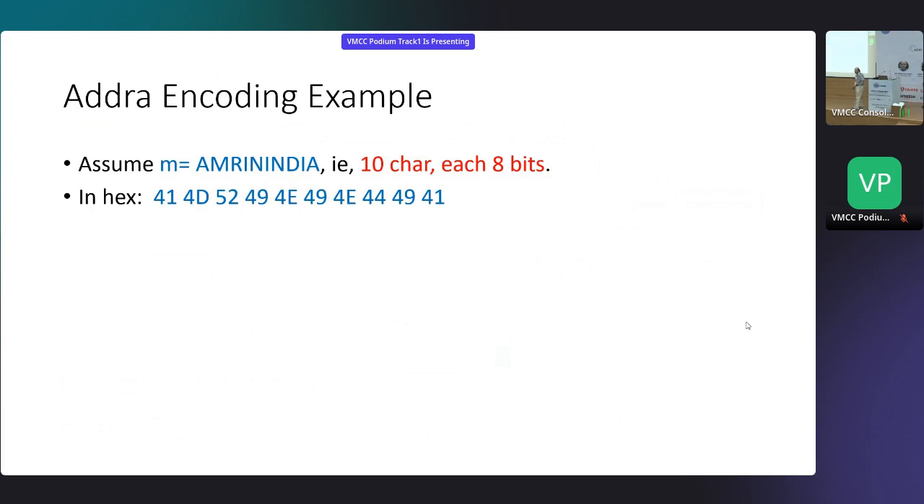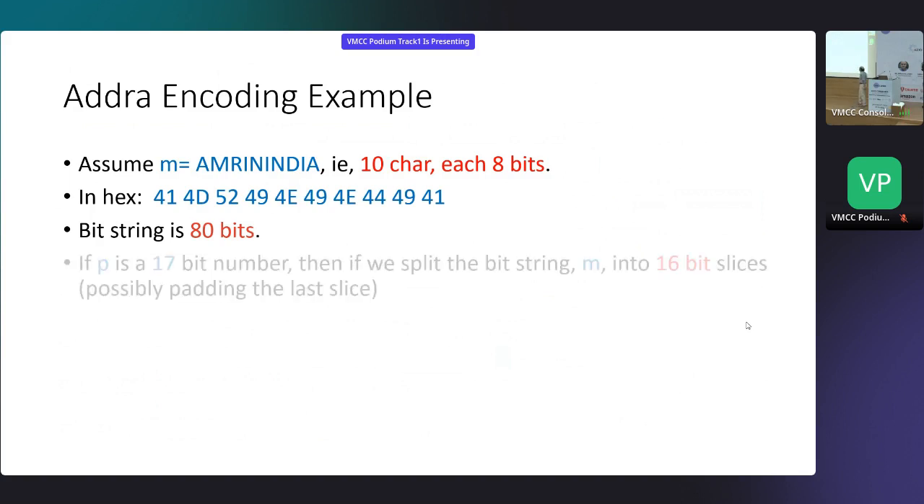Let's put it in hex. You don't have to follow all the details, but basically I can take A and put it in hex, M and put it in hex, each of these letters and put the corresponding in hex. And then that gives me a string of 80 bits.